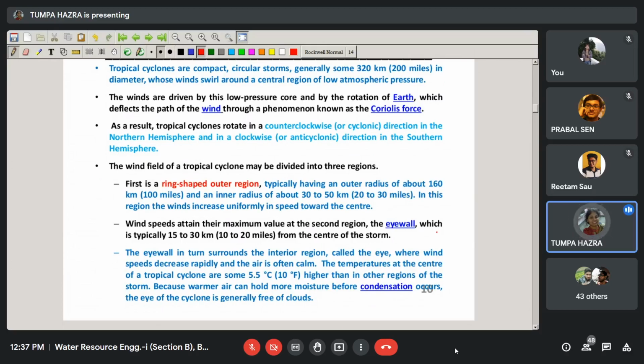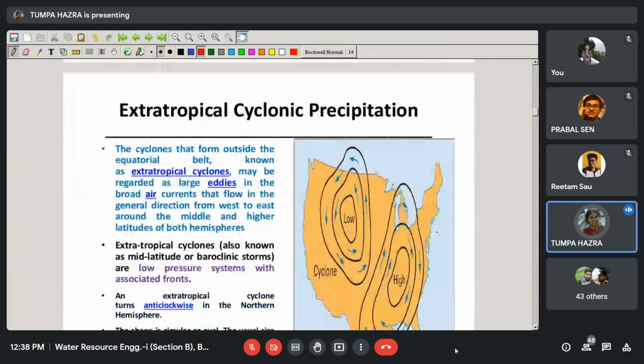And along its path of rainfall, it causes moderate to high precipitation over a very large area for several days. Okay, so its areal extent is very high, along with its duration.